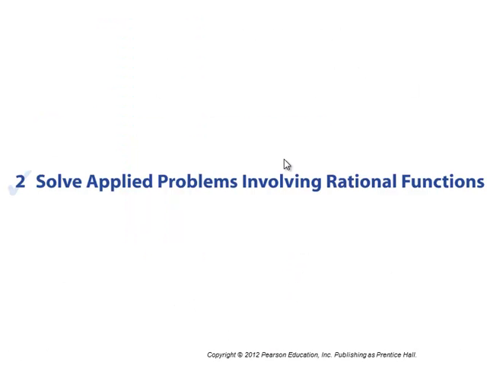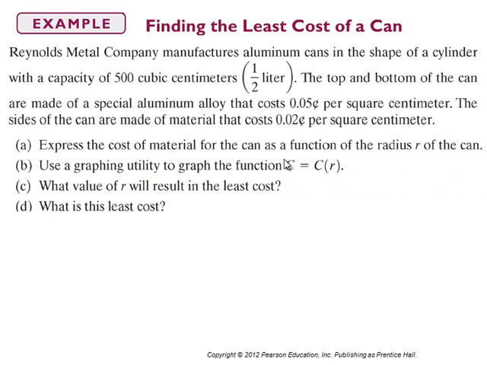Let's do an example, an application problem that uses a rational function. What we're going to do here is construct a metal can that's going to hold some product. A can in the form of a cylinder. And now we need for this metal can to have a capacity of 500 cubic centimeters, which is the same as 1 liter.